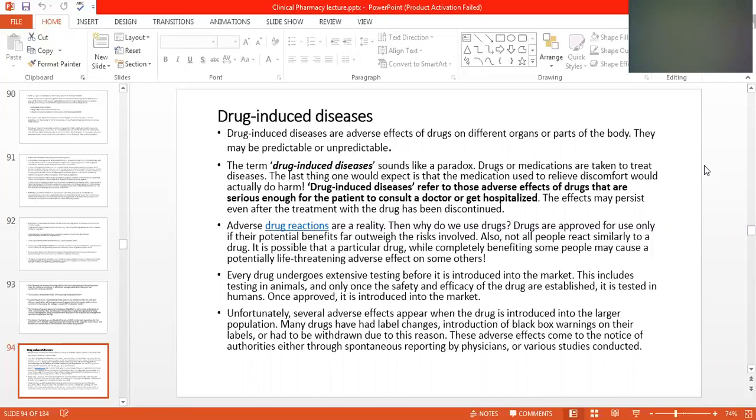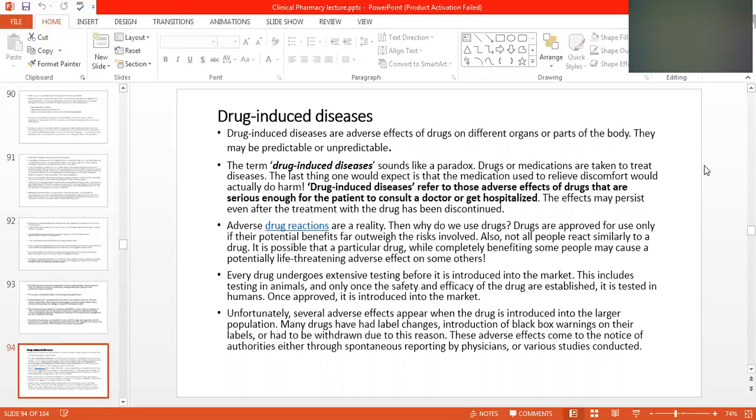Also, not all people react similarly to a drug. It is possible that a particular drug, while completely benefiting some people, may cause a potentially life-threatening adverse effect on some others. Every drug undergoes extensive testing before it is introduced into the market, as we know that phase 1 to phase 4 trials we do.